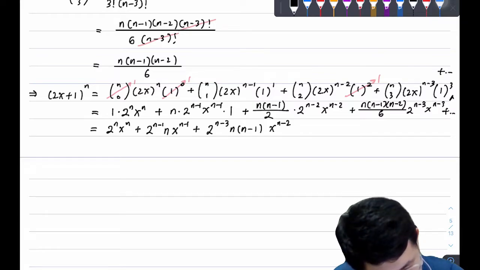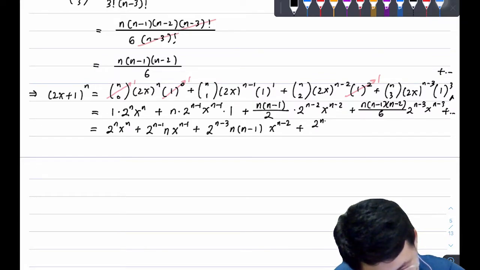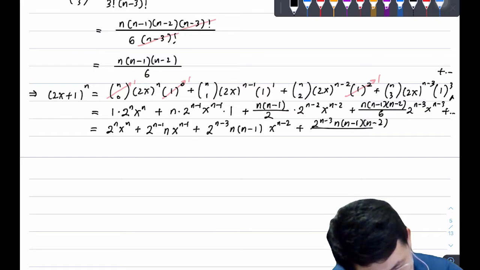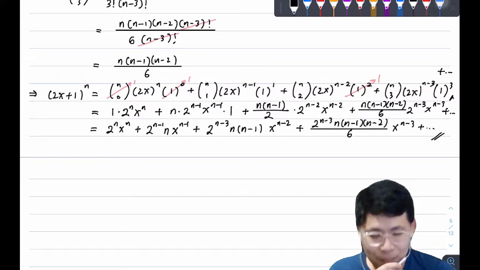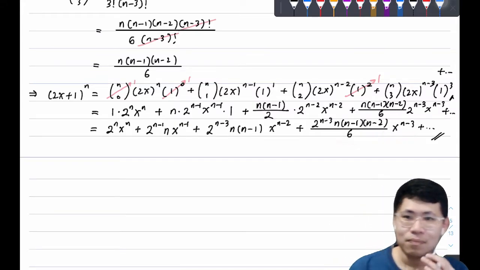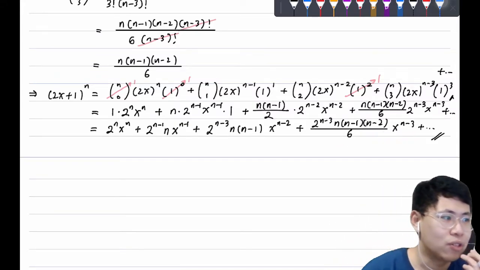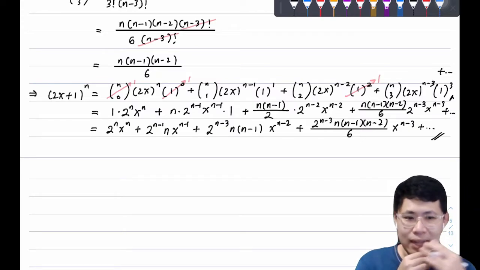And last but not least, plus, okay, I'm going to just combine this. So 2n to the power of 3 times n minus 1 times n minus 2 over 6 times x to the power of n minus 3. So I'm just going to leave it like this. Okay, so we have one big fat coefficient in front and the x term over here. Okay, so this is how we do for try 7 when the powers is like n.